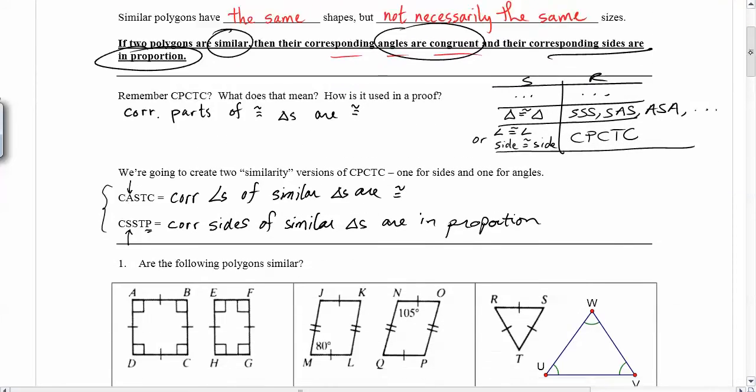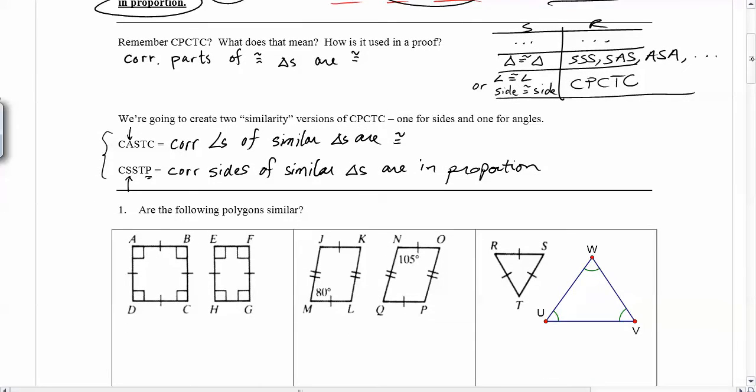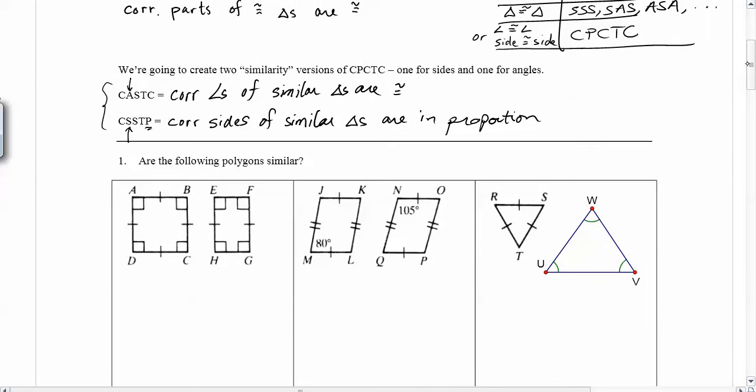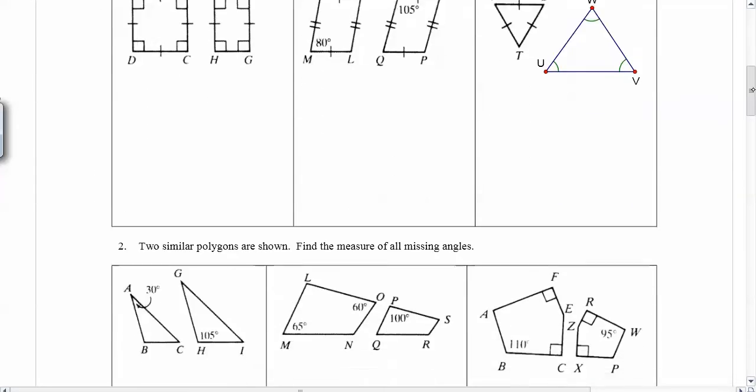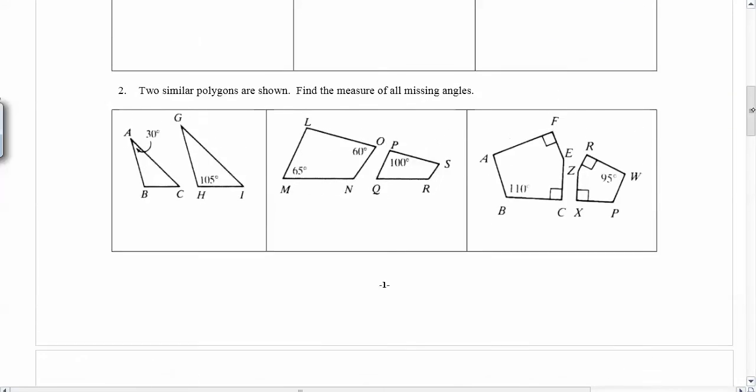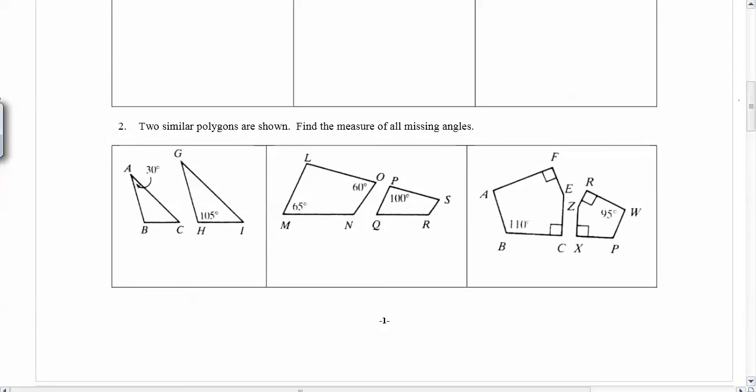Okay, so I'm actually going to skip number one for now. We might come back to that on another day, but I'm not too worried about doing one right now. So I'm going to skip that. So let's look at two. In this one, you're already told that the pairs of shapes are similar to each other. And so then we have to find missing angles.